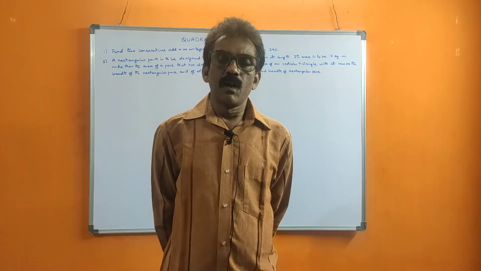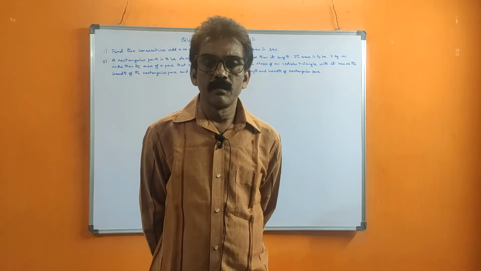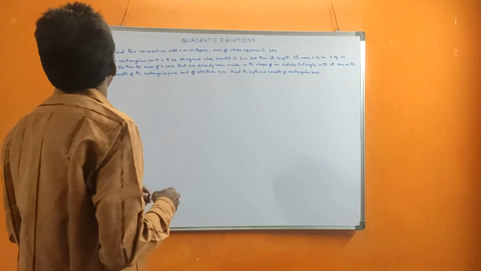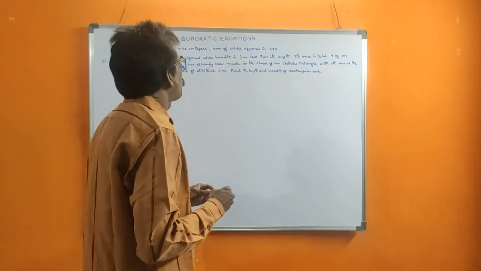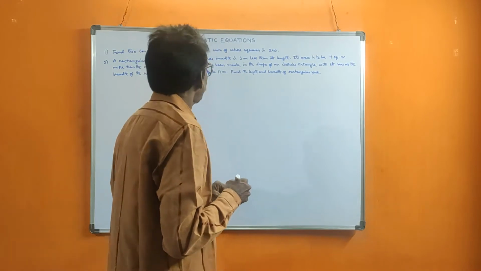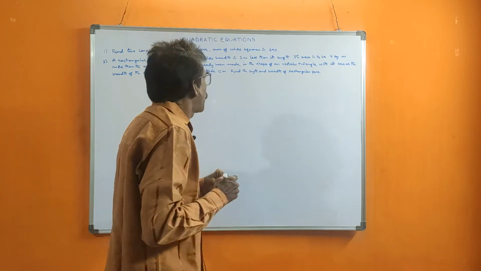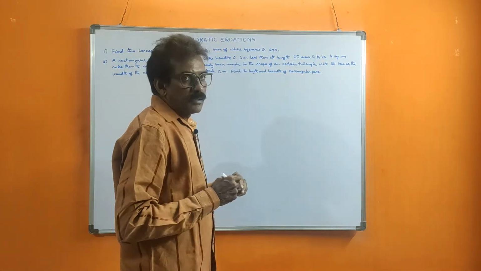In this video, I want to explain some more numerical problems on quadratic equations. Now, see, the first sum is: find two consecutive odd positive integers, the sum of whose squares is 290. So, we have to find two consecutive odd integers such that the sum of their squares is 290.